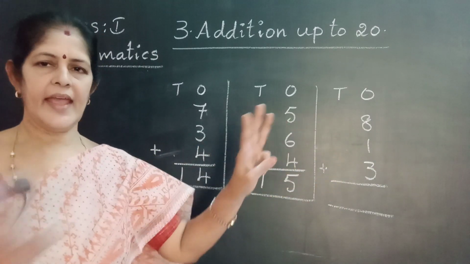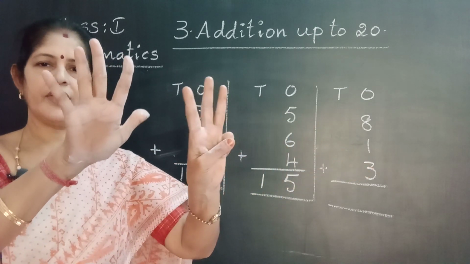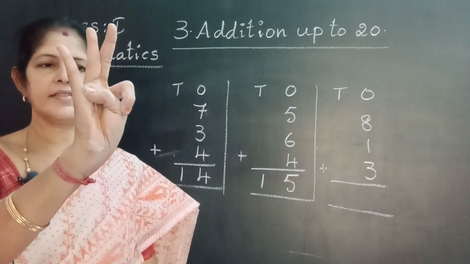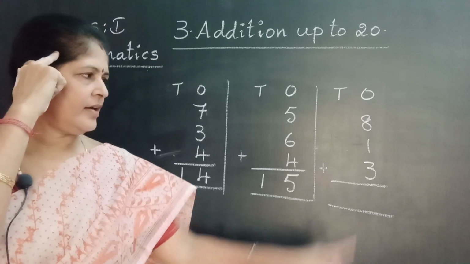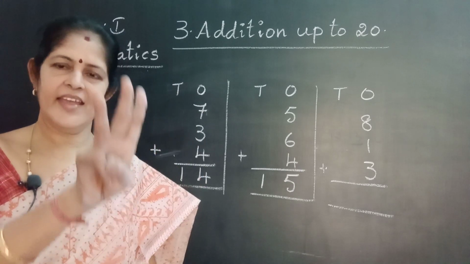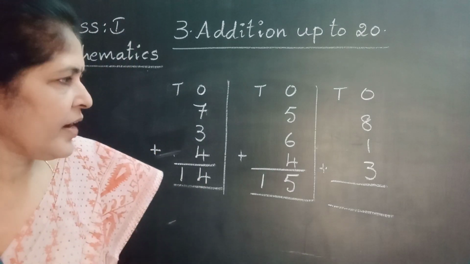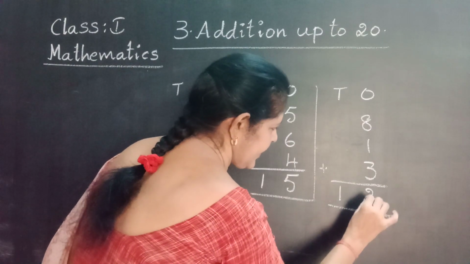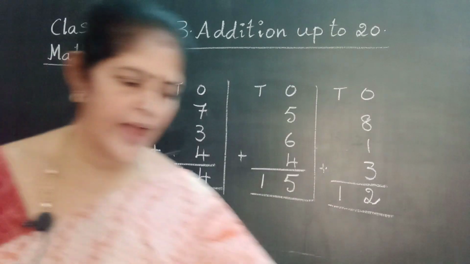Come on. Take 8 fingers. 1 after. 2, 3, 4, 5, 6, 7, 8, 9. 9 in the mind. Take 3 fingers. What is in the mind? 9. 9 after 10, 11, 12. 8 plus 1 plus 3 is 12. 1 ten, 2 ones.